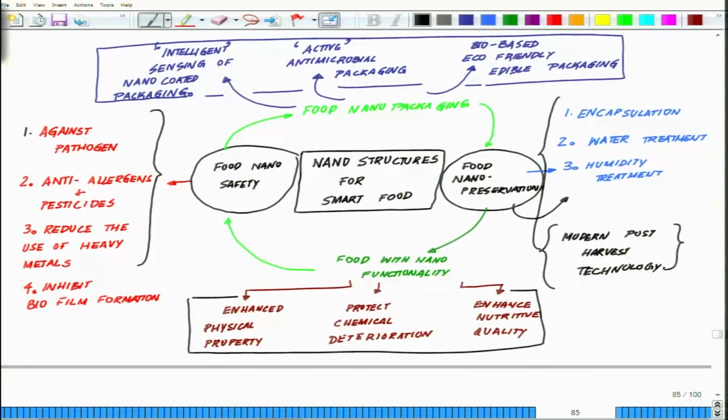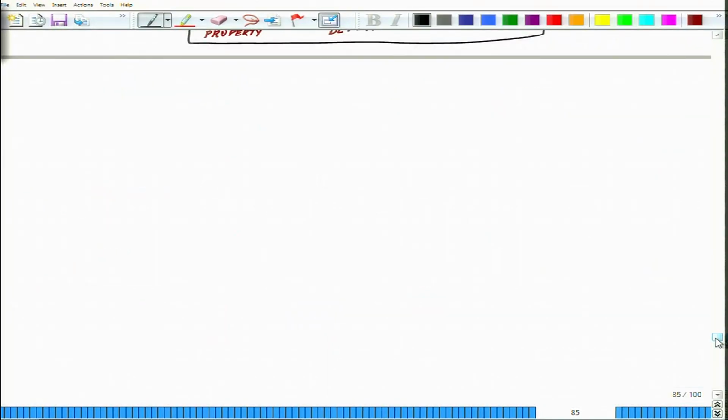So, having said this, next we will move on to talk about the steps for processing and utilization of nanomaterials in the food sector.